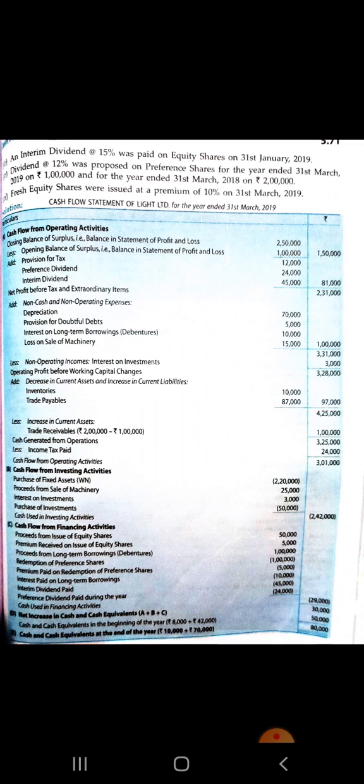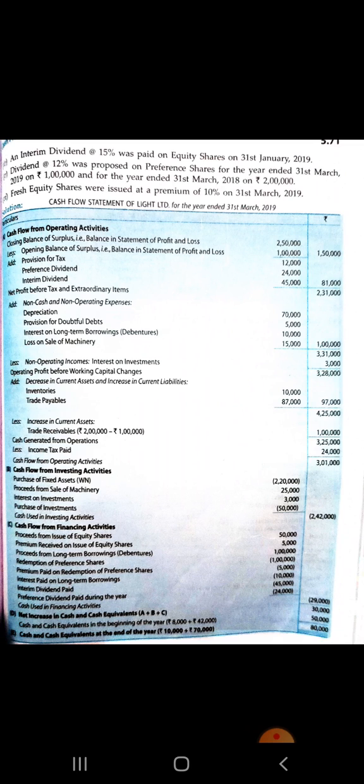Then preference dividend of previous year 24,000, interim dividend of 45,000, that is 3 lakh into 15 by 100. 24,000 is the proposed dividend of previous year, which is calculated on the basis of previous year's preference share capital. Previous year's preference share capital is 2 lakh. 2 lakh into 12 by 100, 24,000. Interim dividend 3 lakh is the previous year's amount. 15% is the rate of dividend. 3 lakh into 15 by 100, 45,000.